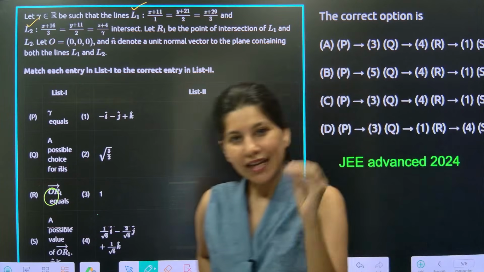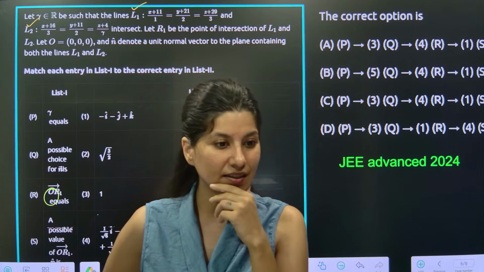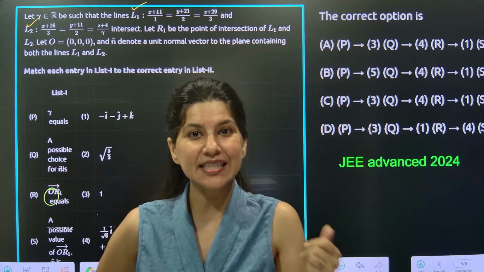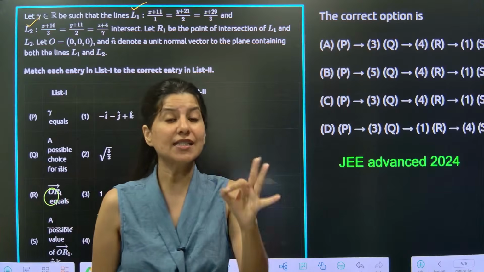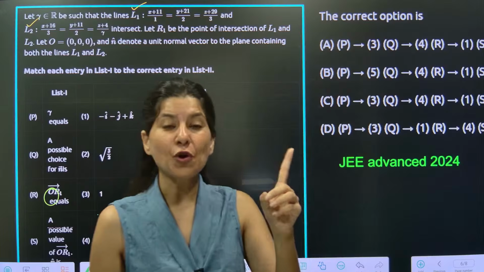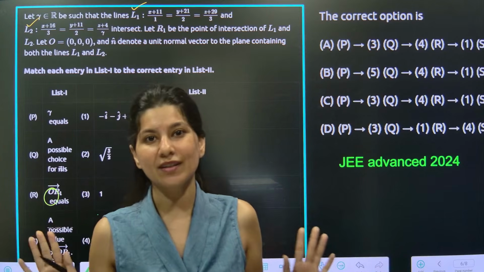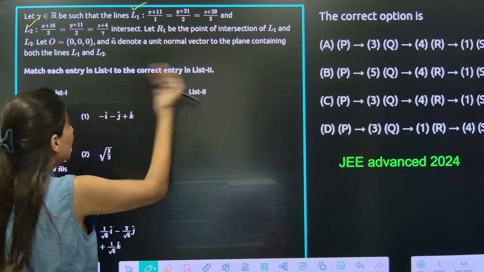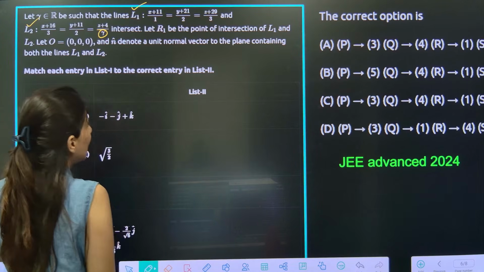Can anybody tell me in the comment section what happens when two lines intersect? What is the condition of two lines intersecting? When two lines are intersecting, that means the shortest distance between them is 0. So do you remember the formula of shortest distance? There is a determinant. Just that determinant equated to 0. So we'll work around it. First thing, if we do that, we will get the value of gamma over here. So let's do it.